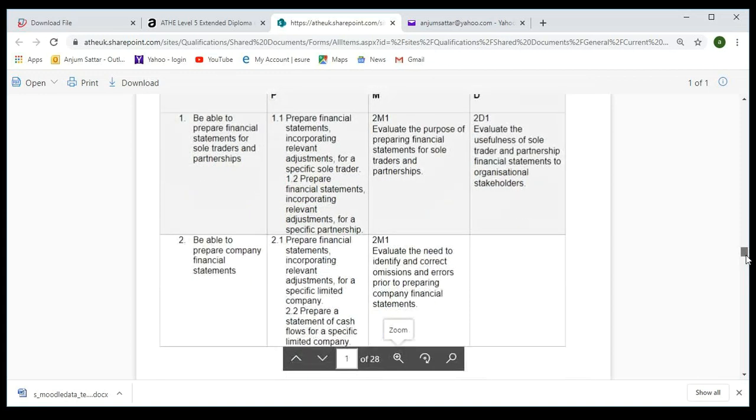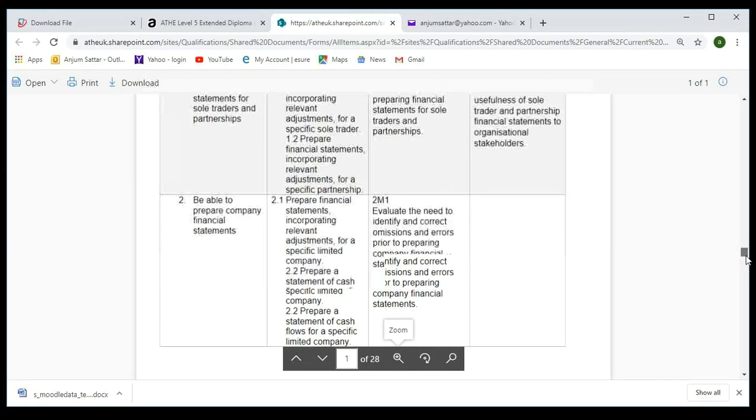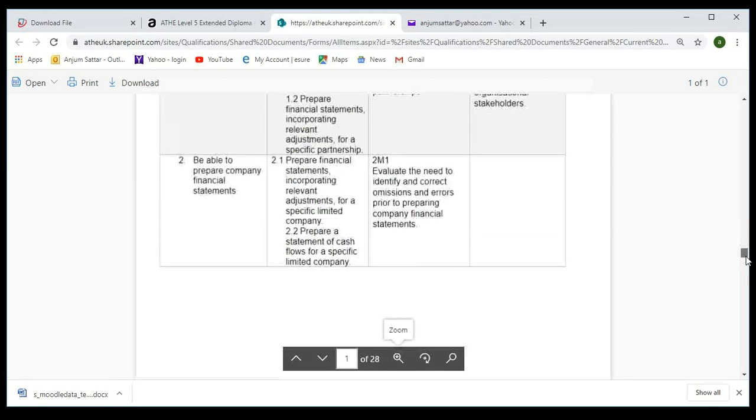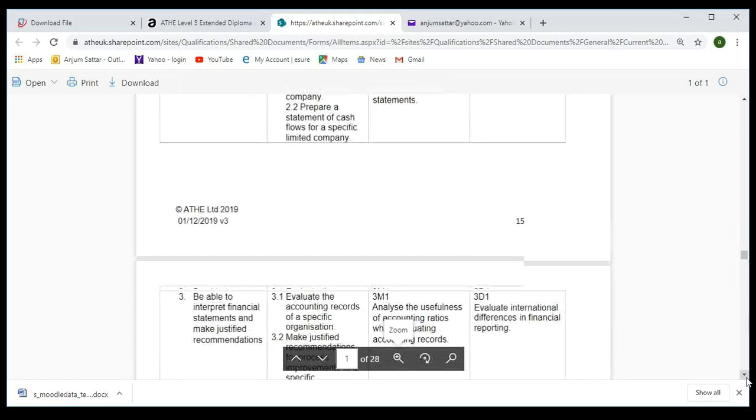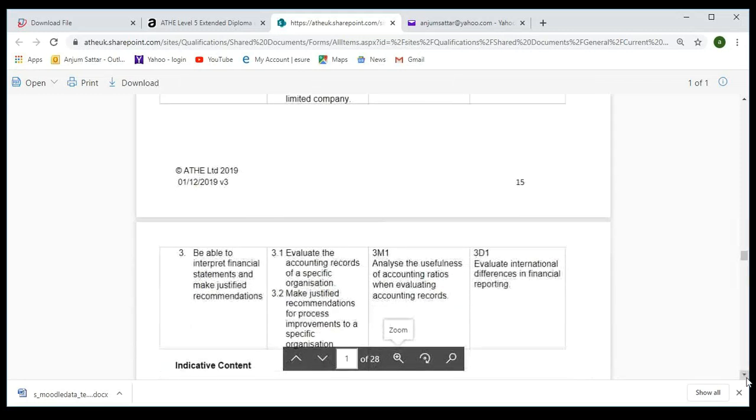Today we'll move forward and go through our lesson 3. Lesson 3 is be able to interpret financial statements and make justified recommendations. As we discussed in the first and second lessons, in terms of limited companies, there are 4 types of financial statement we prepare in accounts.